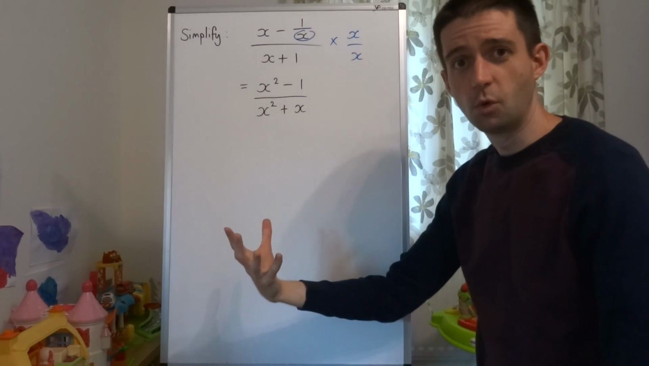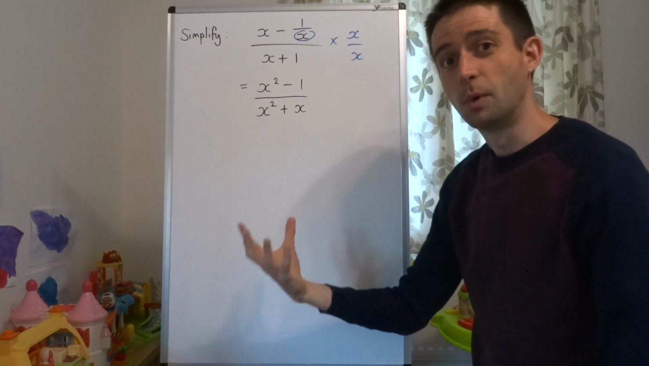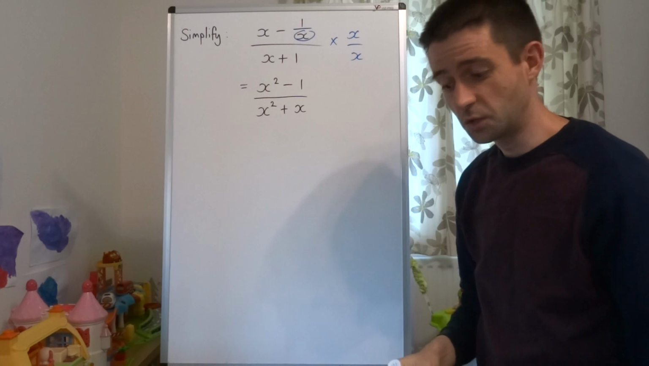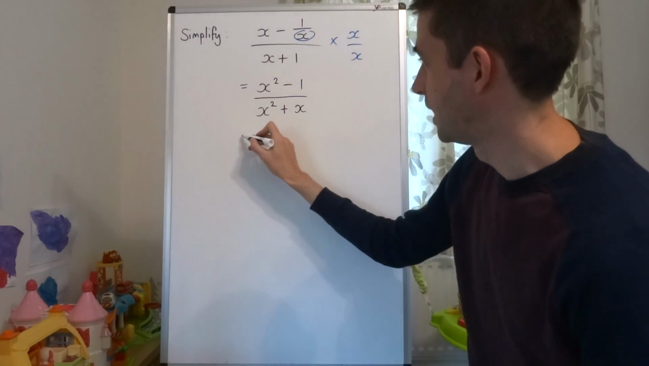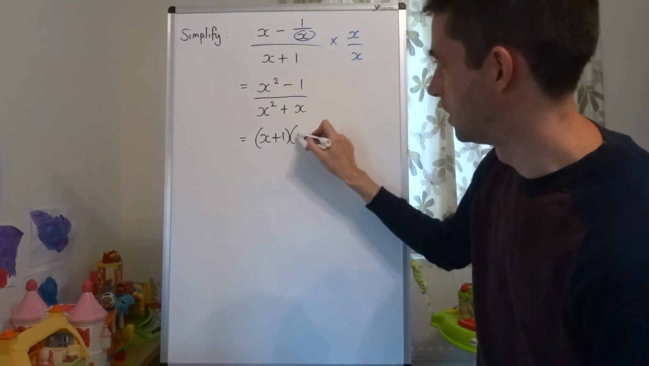Now, as with example 1, I'm looking to factorise and cancel, and as you can see, it's my old friend, difference of two squares. It's popped up again. x squared minus 1 on the numerator will factorise to x plus 1, x minus 1.